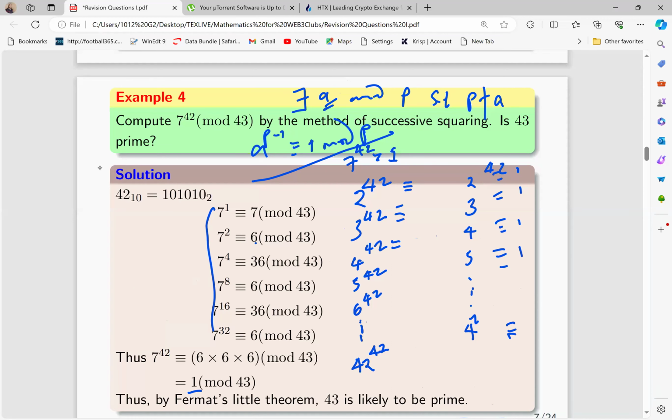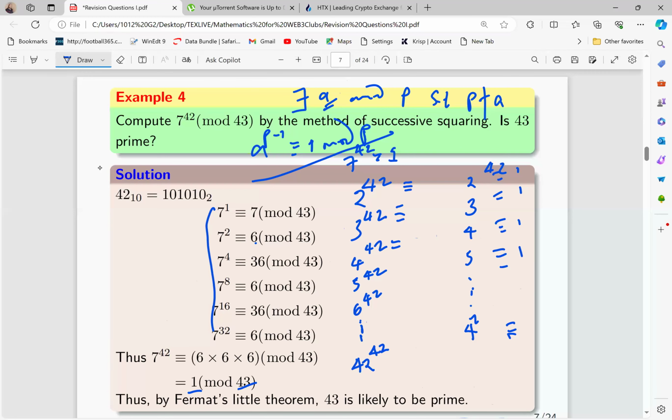But when you're using it to test if a number is prime, using one number alone does not confirm. You have to try all the numbers, and all of them must give you 1. Then you are sure that the number is prime. You don't just use one. Like in this case, we cannot be sure. Although 43 is a prime number, you could be given another number that gives you 1, but the number is not prime.